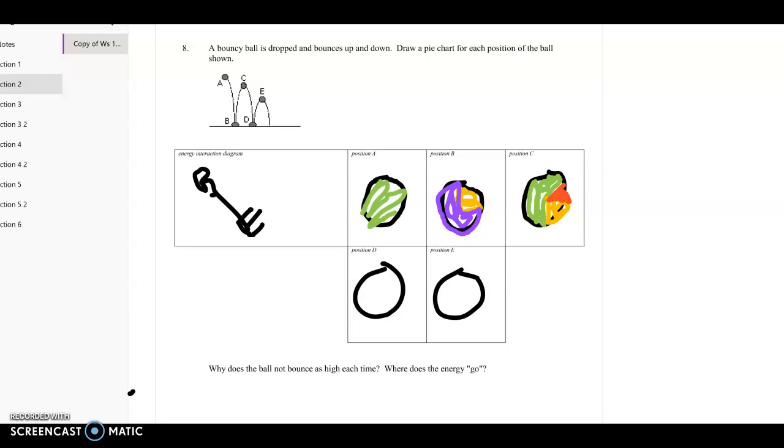right? But then when it hits the ground again at D, the thermal has to be more than it was before, right? And it compresses as spring energy again, but because it's lost a lot to thermal, it can't have as much spring as it had before. So there. And then when I get back up to E, it is still moving forward.